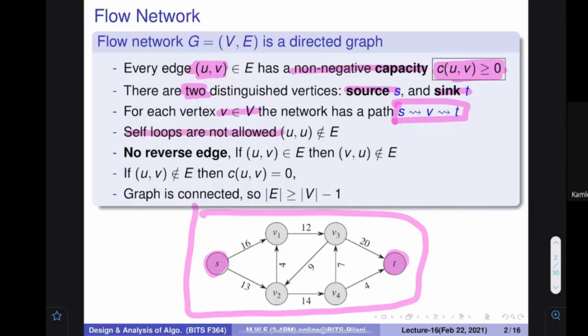Self loops are not allowed, because if there is a self loop, it doesn't mean anything. If something goes from somewhere and comes back to the same place, it doesn't help, because we want to ship the item to T. If somebody else is having storage, that doesn't mean anything. Make sense? So this is also an important thing: in this kind of network we are assuming these things are not there. No reverse edges. If UV is there, then VU is not there. For example, if V1 to V2 has a link, then V2 to V1 should not have a link, because we are sending from one place to another.